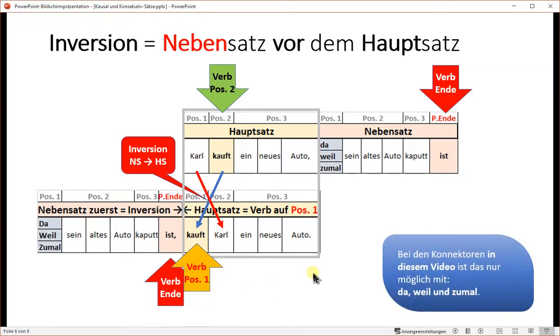Only with these 3 connectors in this video is it possible to have an inversion. With the other connectors that I showed earlier it's not possible, but with those 3 in this video, da, weil und zumal, you can do an inversion. In our next video I'm going to show you more of these.